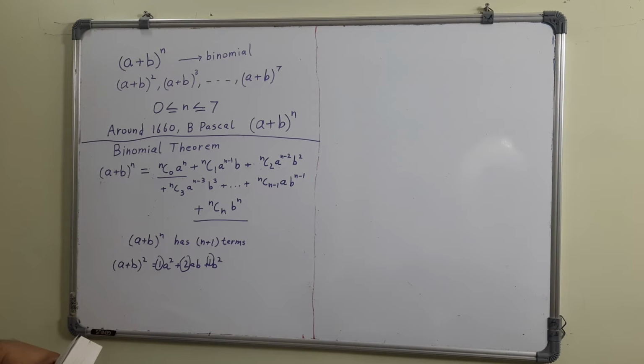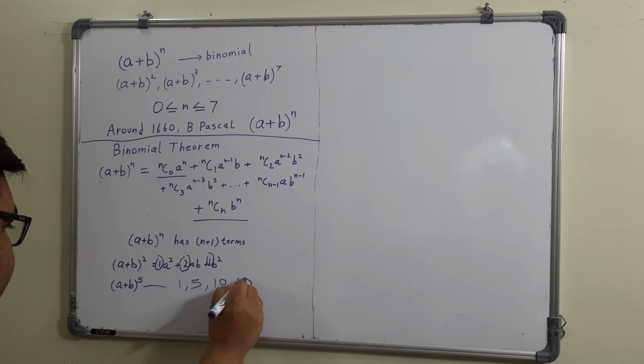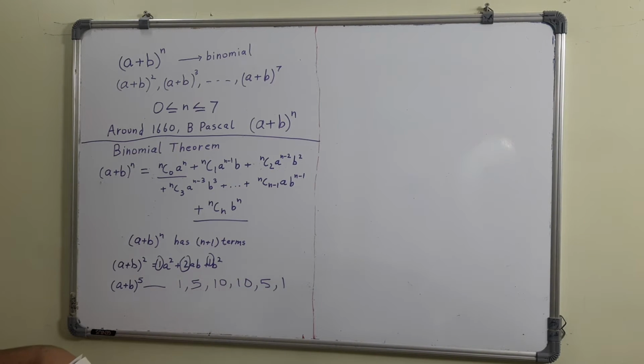So in this way, Pascal's triangle can be found. For (a + b)^5, the coefficients are 1, 5, 10, 10, 5, 1. So in this way, the whole Pascal's triangle can be found out.